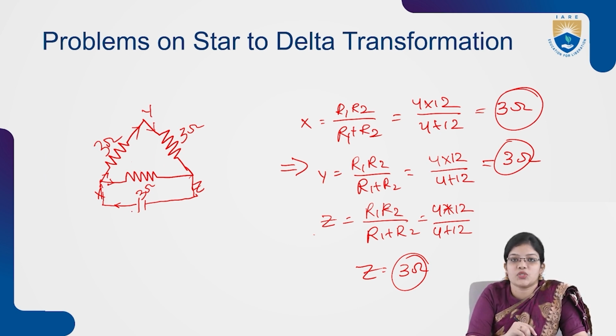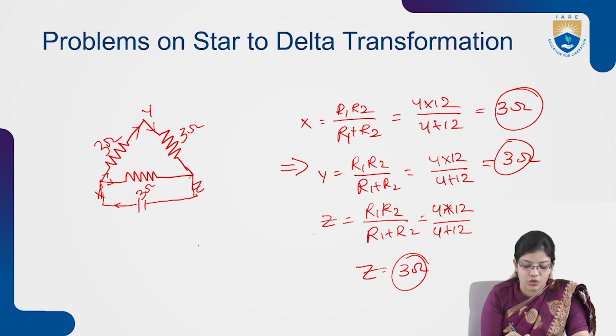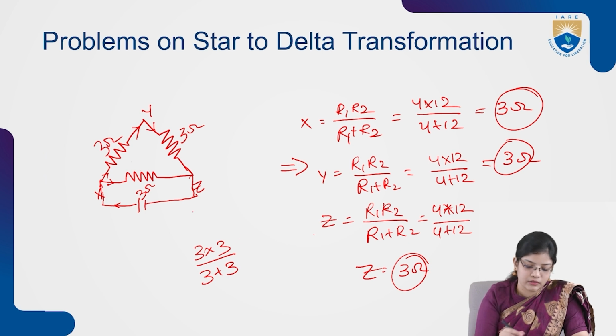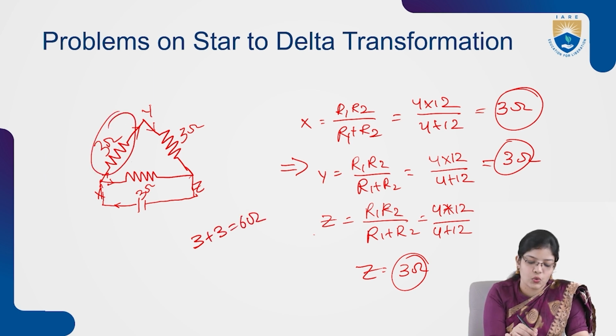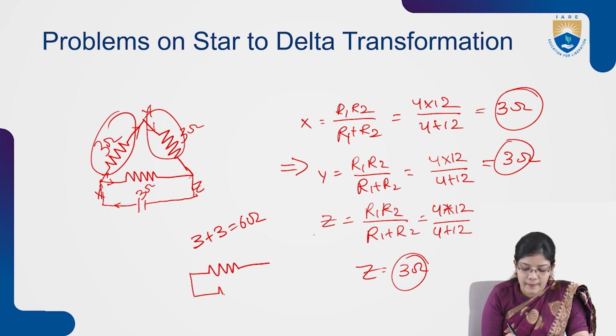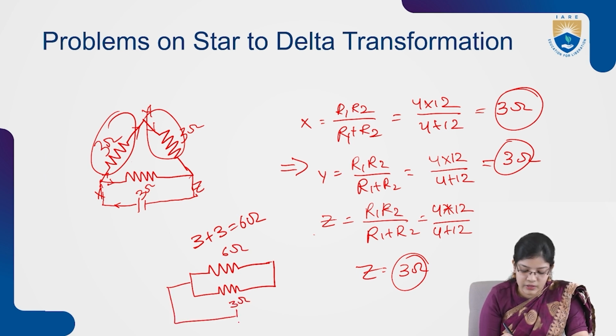First, we have to reduce the two parallel networks, which are of 3 into 3 by 3 plus 3, and that will be in series with... sorry, first I'm calculating these two series elements which is 3 plus 3, which will be 6 ohms. After reducing these two elements, the circuit can be redrawn as: one is of 6 ohms and this 3 ohms will be taken as it is, and here will be the supply.